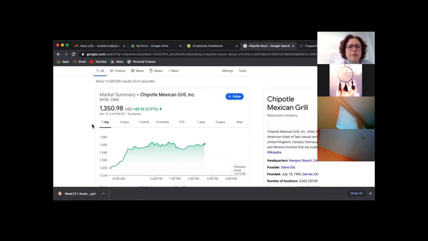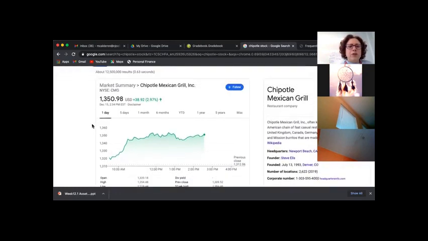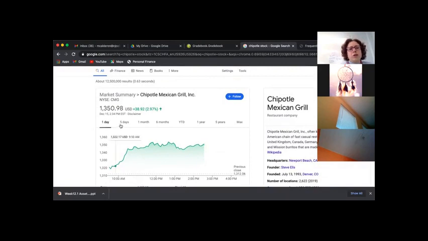Okay, so Chipotle, for example. Here you can see information about the stock market. First you will see the name of the company here, right? And then it's traded in the New York Stock Exchange. And these letters are called a ticker symbol, which is a symbol that represents that company.